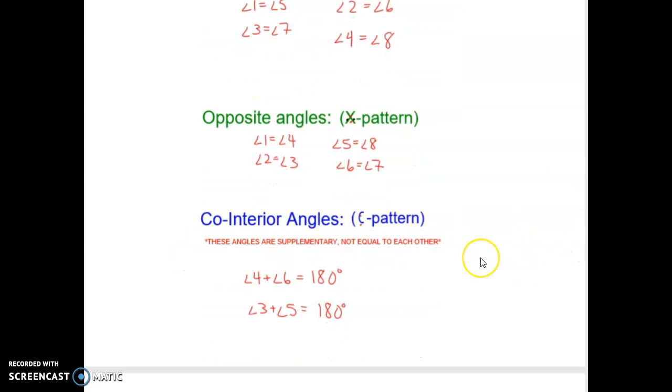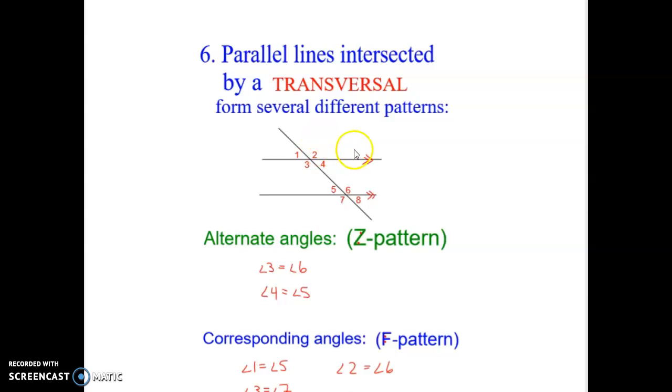And finally, co-interior angles. So these form a C pattern. So with the C pattern, my angles are supplementary. They're not equal to each other. Recall the word supplementary, it means that they add up to 180 degrees. So back to my diagram, there's the letter C right there. So tucked in the corners, I've got angle 4 and angle 6. If I add those together, I will get 180 degrees. Also, backwards C, angle 3 plus angle 5 will also equal 180 degrees.